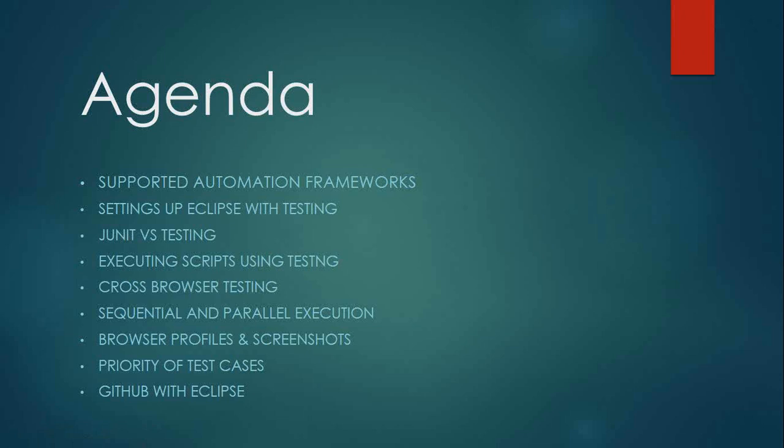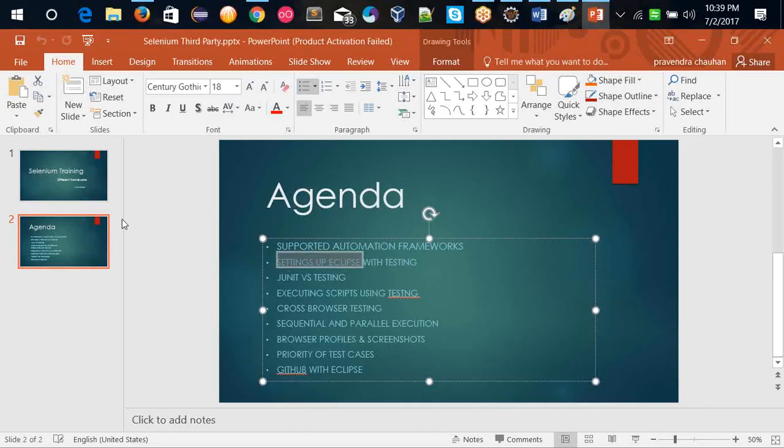So I will cover that, and then I will cover GitHub with Eclipse. You might have heard that there are lots of GitHub projects available on the internet. So how can we maintain the project with GitHub? How can we pull the code? How can we push the code to GitHub? That kind of thing I will cover. As of now, the time is very less, so I will cover setting up Eclipse with TestNG.